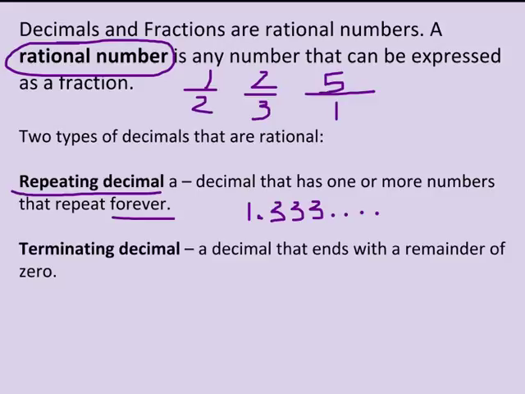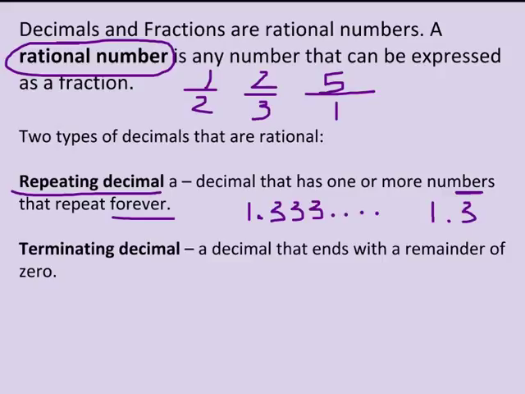And in order to write this answer, we can use bar notation. Basically, bar notation is a line above that repeating number, and it just shows you that that number 3 repeats forever.